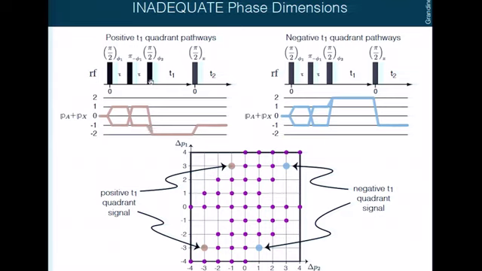This one does a little weird stuff over here. It goes to -1 or minus 3. So I'm just going to make that one a separate phase. And then I'm going to do a double Fourier transform.